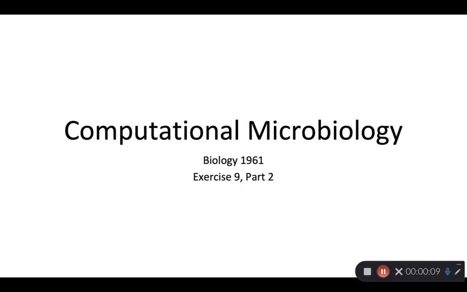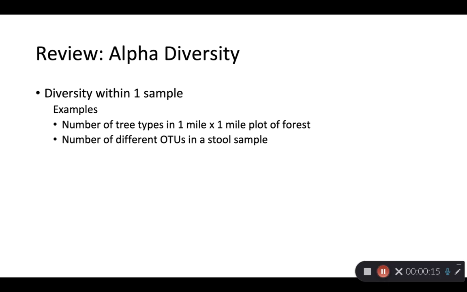So you'll remember in part one, we talked about alpha diversity, and that is the diversity within one sample or one community. So we talked about some examples of that. We talked about, say, the number of tree types in a defined plot of forest, say 1 mile by 1 mile. We also talked about, most importantly for this research project, the number of different OTUs or species in a stool sample. So that's a measure of diversity within one microbiome.